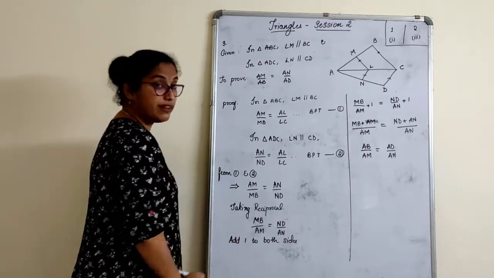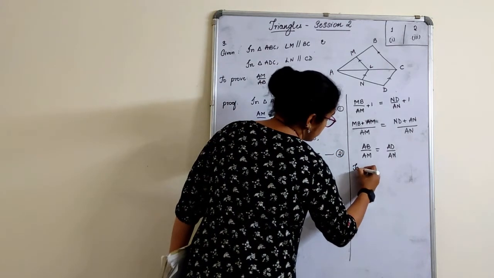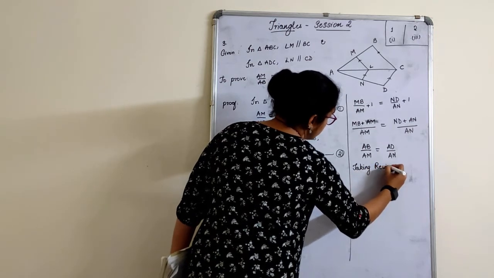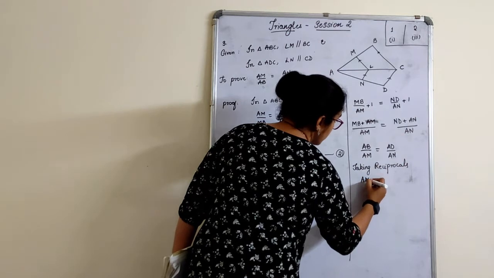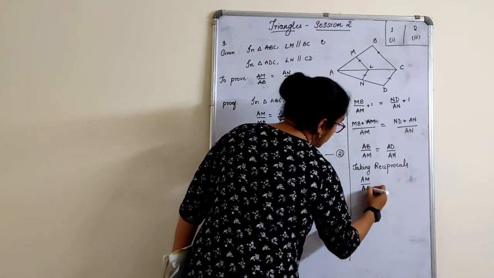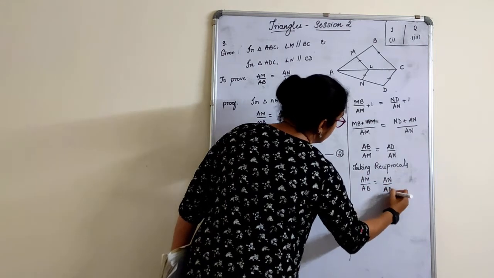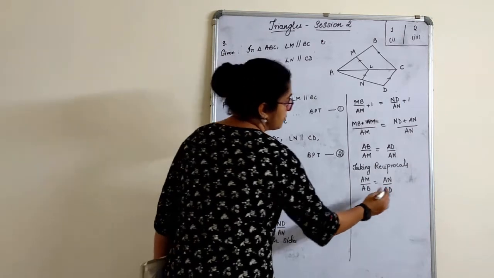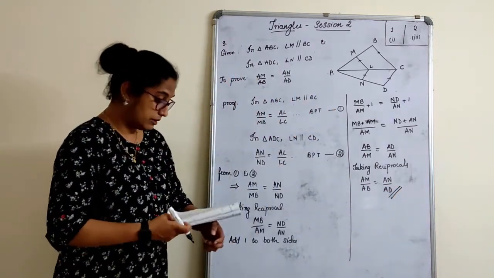That is how we actually do this for the corollary. Taking reciprocals, AM upon AB is equal to AN upon AD. Hence proved. This is how we prove the corollary part.